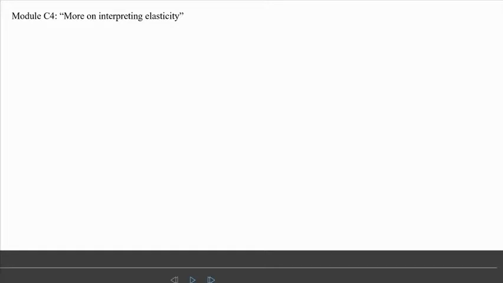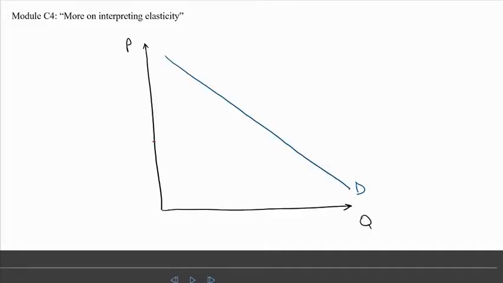Video C4, more on interpreting elasticity. Remember that elasticity is just the flexibility in the quantity demanded or supplied in response to price changes. In our earlier example, price increases from 70 to 80 with the result that purchases decline from 2,800 to 2,600 units. This is just the example from the textbook and the homework.